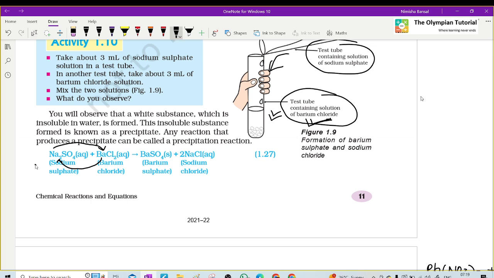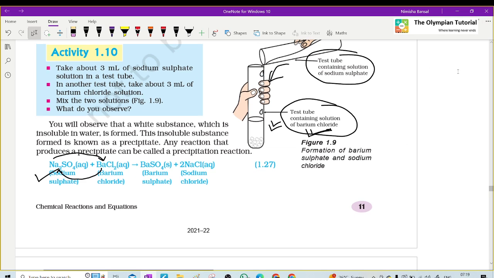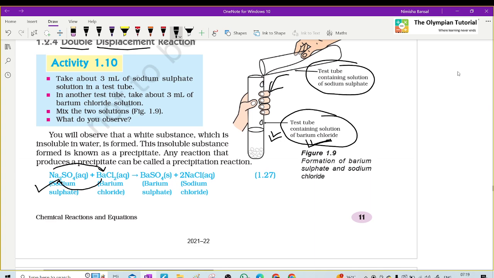After that, give this example. Here in figure 1.9, what is going on? Here, a test tube containing solution of barium chloride. Here, a test tube containing solution of sodium sulfate. Sodium sulfate is Na2SO4. Barium chloride is BaCl2. When sodium sulfate is added to barium chloride, barium sulfate is formed and sodium chloride.